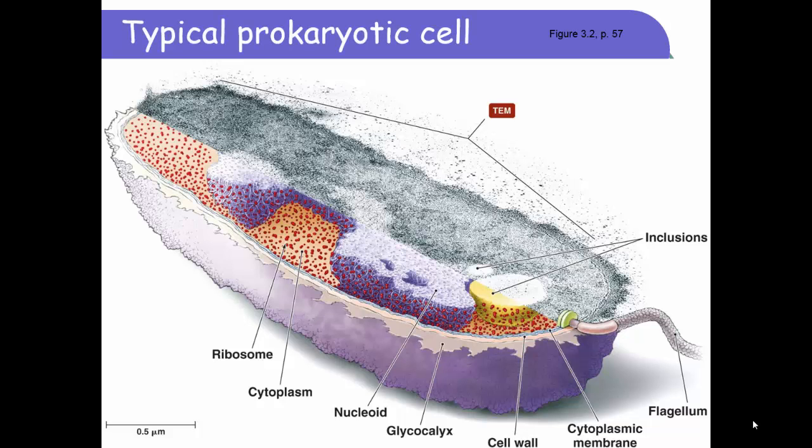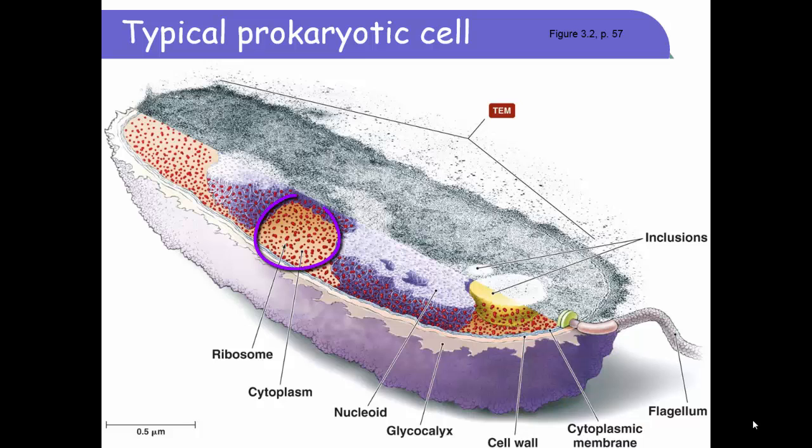This figure of a typical prokaryotic cell is found on page 57 of your textbook. I like this because there's a transmission electron micrograph on one side and the drawing on the other. The nucleoid region, this region here, is where that single circular chromosome is located. You may look at this and say, that's not a circle. Well, the circle is all wadded up to fit the chromosome into the cell.